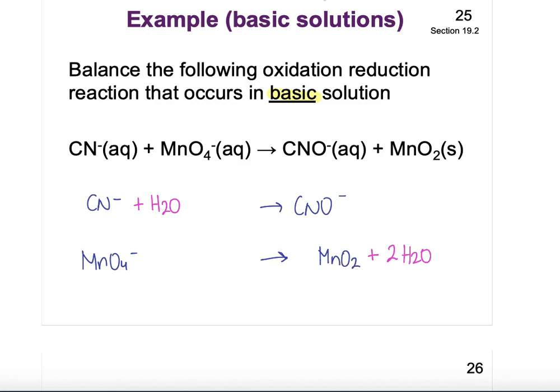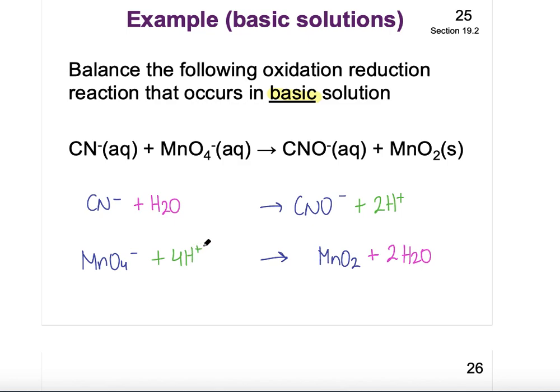The next thing is that we're going to be balancing the hydrogens by adding H pluses. So on the top, I have 2 H pluses and I have 0 here. That means that I need to go ahead and add 2 H pluses right here. On the bottom, I have 0 hydrogens here, but I have a total of 2 times 2, which is 4 hydrogens on the right-hand side. To make them the same, I need to add 4 H pluses here.